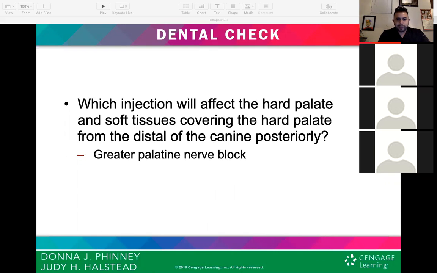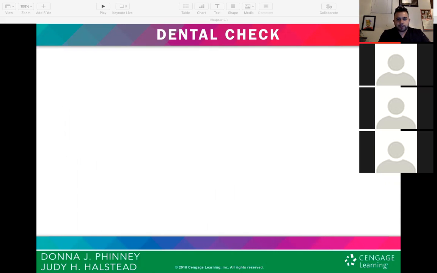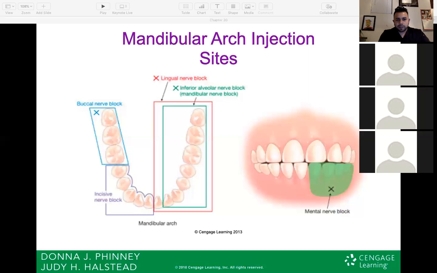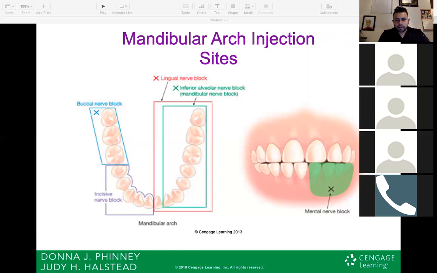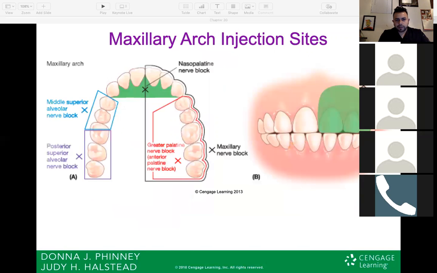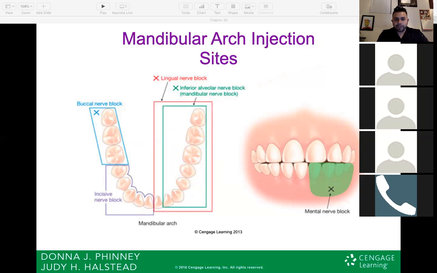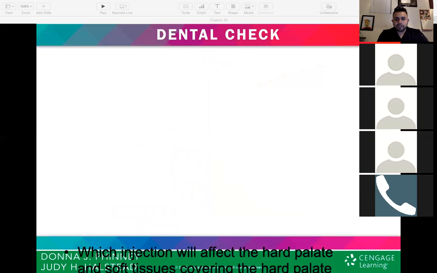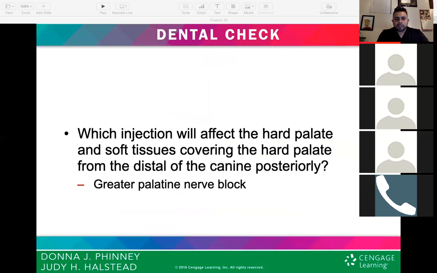Close. This is the greater palatine nerve block. So remember, I'll go back. They were talking about the maxillary, so that's the greater palatine nerve block. Okay, but you had the right idea though. So the mandibular, it would be the lingual nerve block that numbs all of these teeth. So good job. All right, moving on.